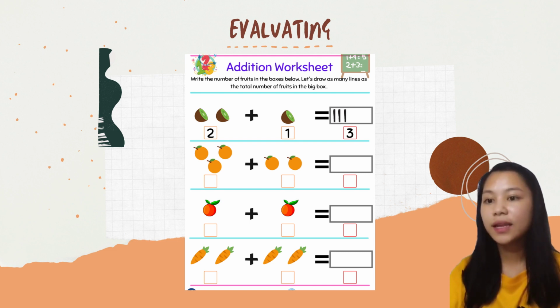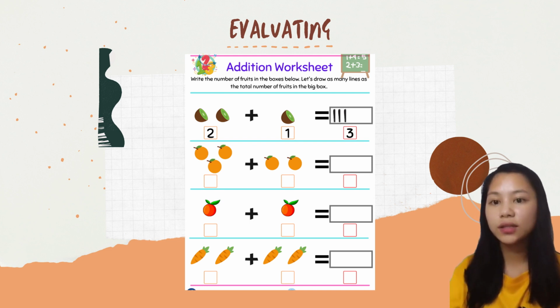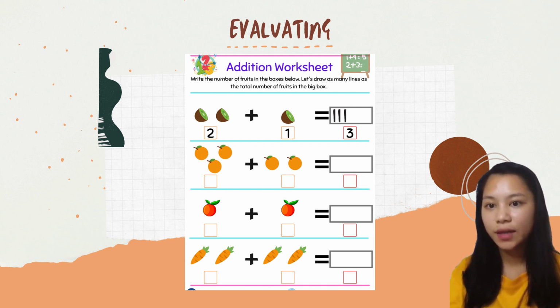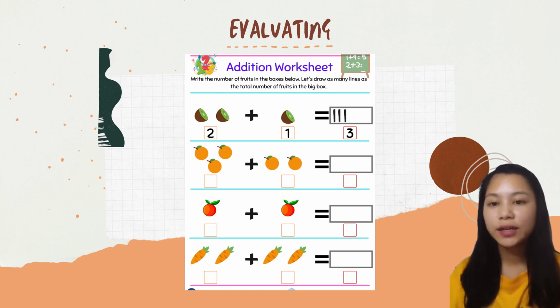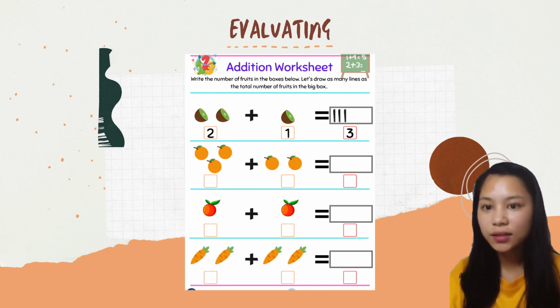Next naman is may dalawang... there are 1 plus 1 is equals to 2. So, magsusulat ulit dito ng 2 lines. And sa last naman, may 2 carrots plus may 2 carrots ulit is equals to 4. So, magsusulat ulit dito ng 4 na lines.